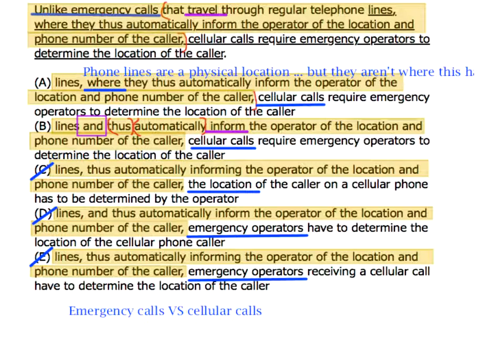And because they travel through regular phone lines, they're automatic. Like, you can trace them. So this is the reason for that. It makes sense to use thus here, and not where. So we want B. All right.